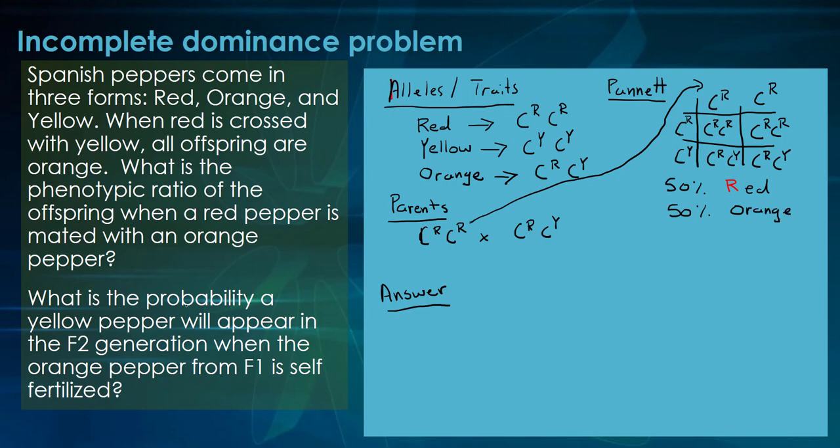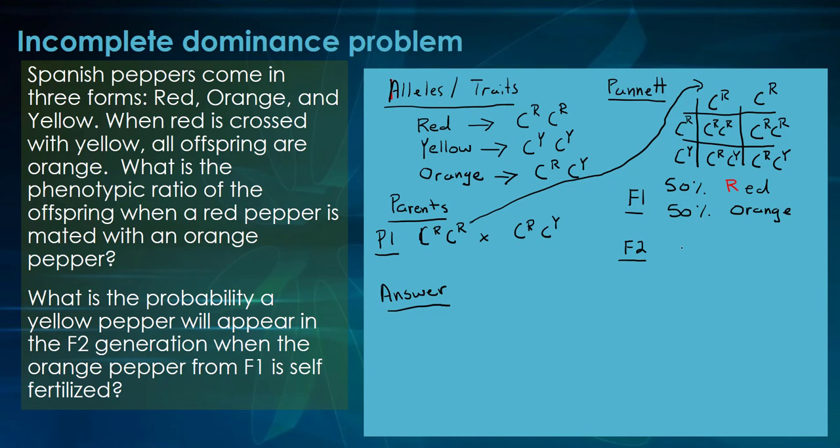Now the question also wants to know the probability. What's the probability of getting a yellow pepper in the F2 generation when the orange pepper from the F1 is self-fertilized? Well, let's remind ourselves what we're talking about here. Here are the parents, so this is the P1 generation. The P1 generation are crossed, so this is the F1 generation. This is asking about the F2, which we don't know just yet. We're going to have to make another Punnett square, when we're going to do an orange self-fertilized. Oh, orange crossed by orange.